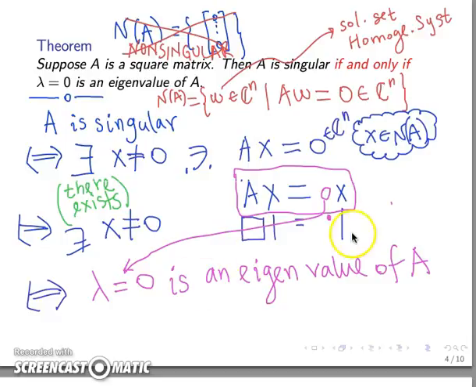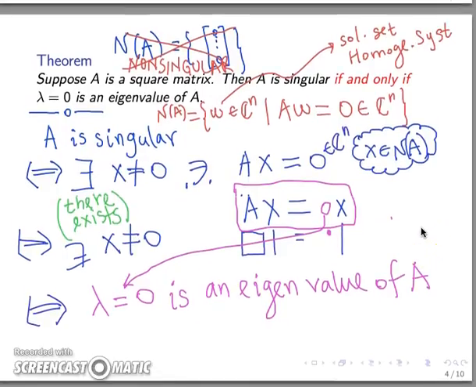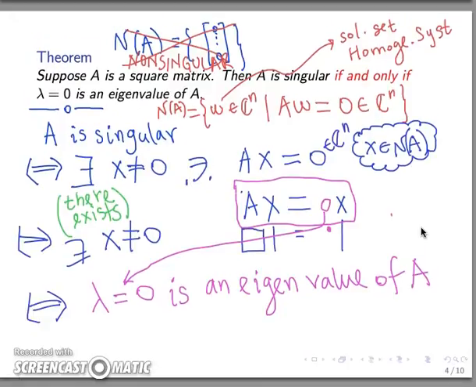So an important thing is that lambda equals 0, an eigenvalue equal to 0, implies the matrix is singular. So there is a direct connection between having a 0 eigenvalue and the null space of the matrix. And singularity is directly related to the existence of a 0 eigenvalue.